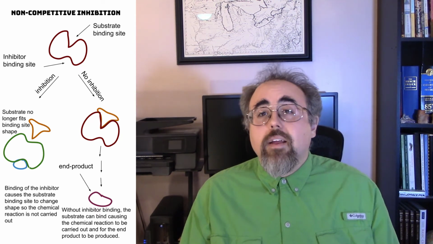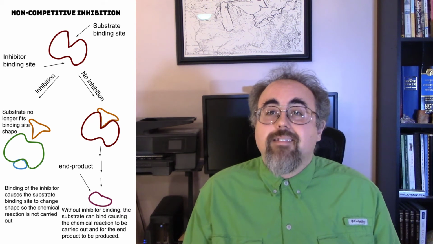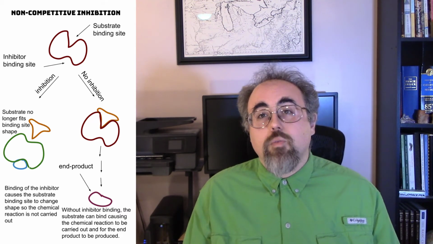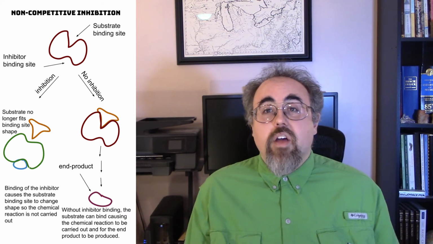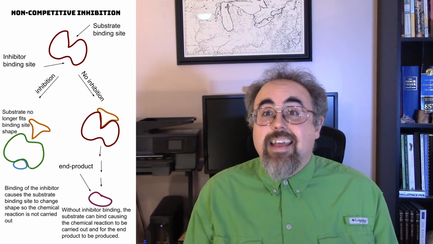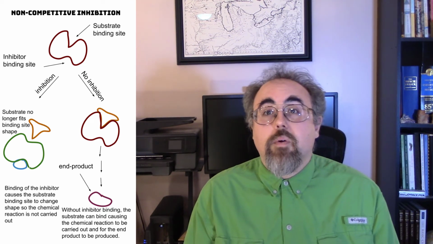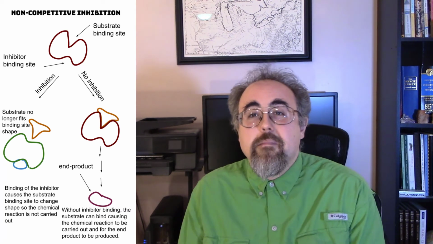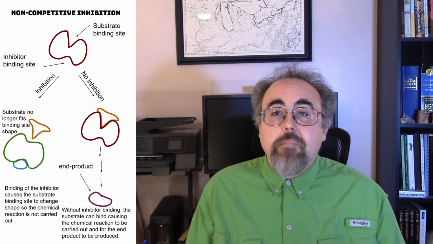And by doing so, they change the shape of the enzyme and they make it so the enzyme can't do its job. And thus it disables it. Now, in this case, it doesn't matter how much substrate you put in there. The inhibitor is acting at a different spot.